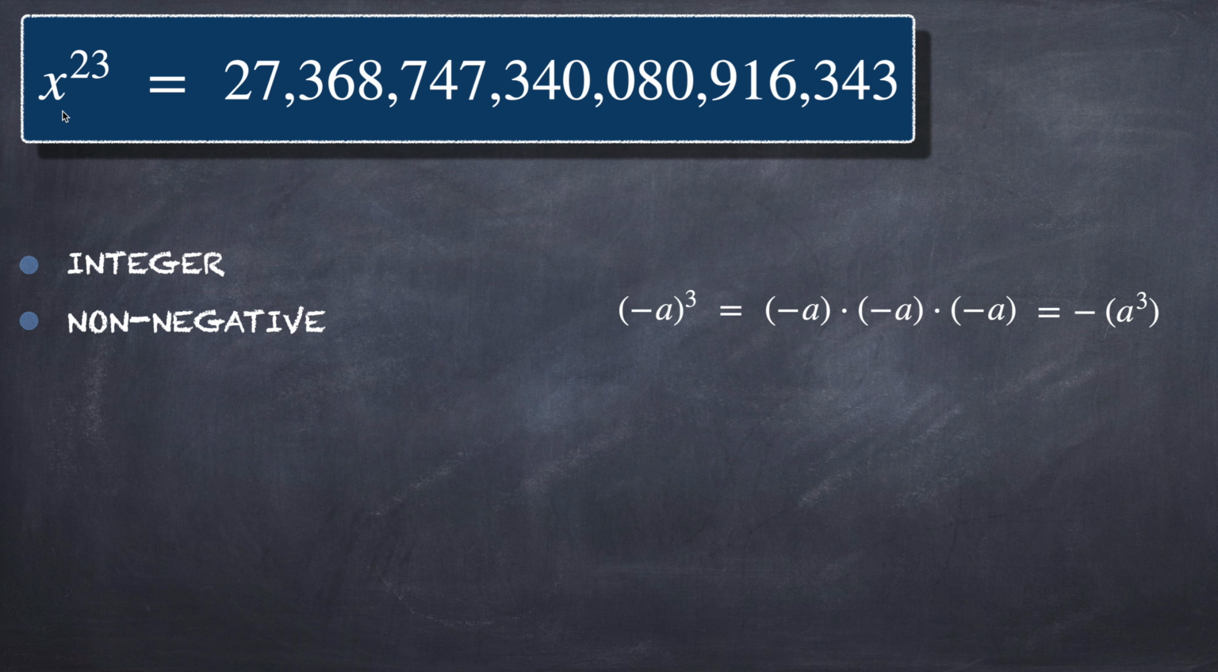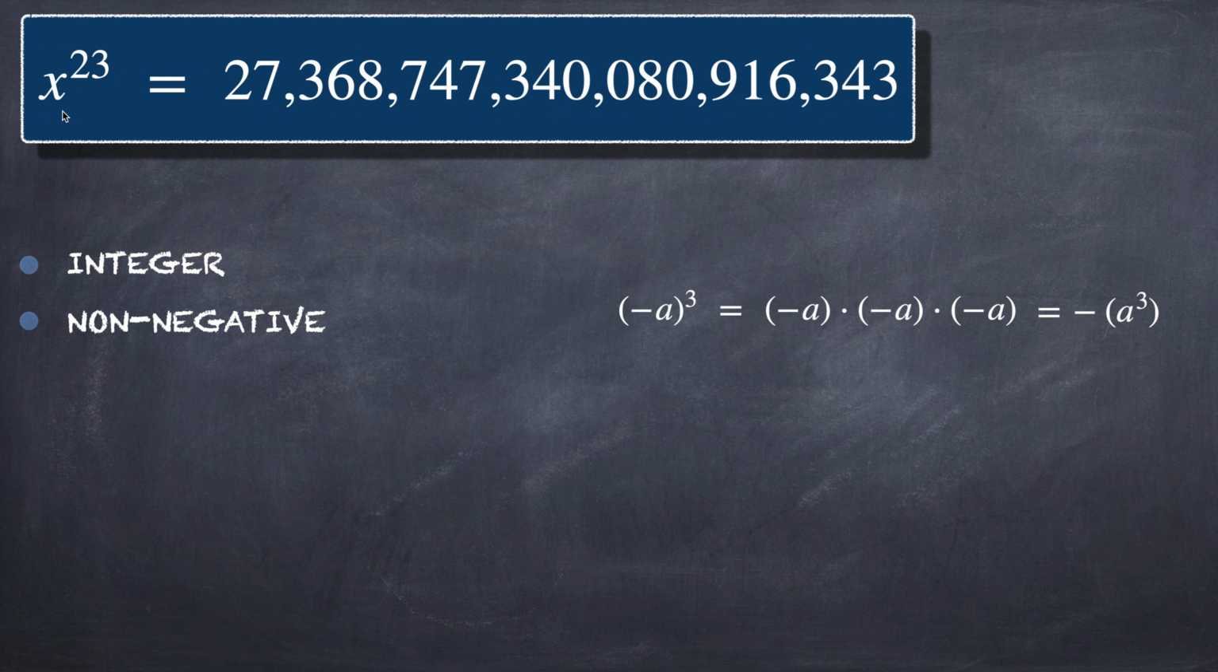We also know that x is not 0 or 1, because 1 to the power of 23 is 1. So we have a lower limit for x. It is greater than 1. What about the upper limit?